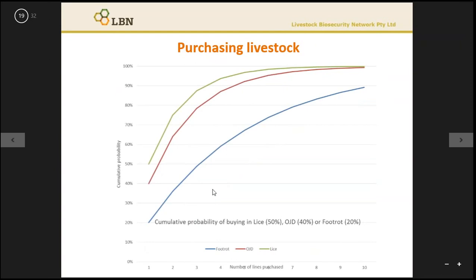So one way of limiting your sources of risk is to look at where you're buying your livestock.